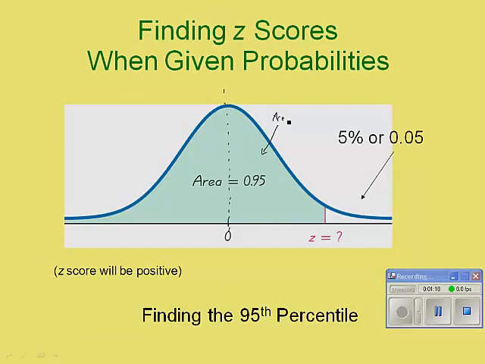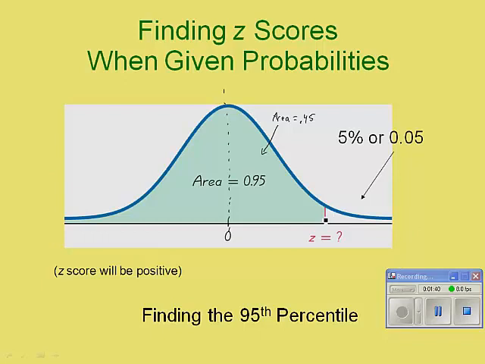That area is 0.45. Who's with me on that? Okay, some people are not. We said the total blue area is what? No, not 1. The total area under the whole curve is 1.